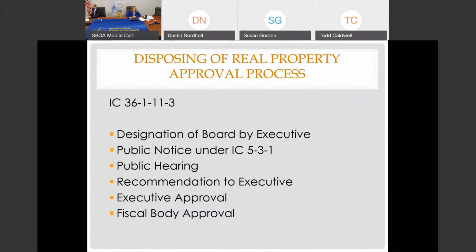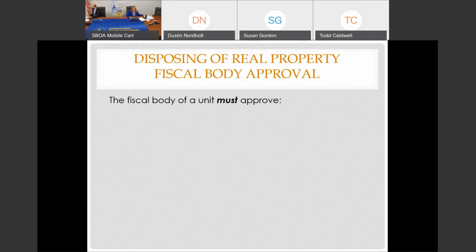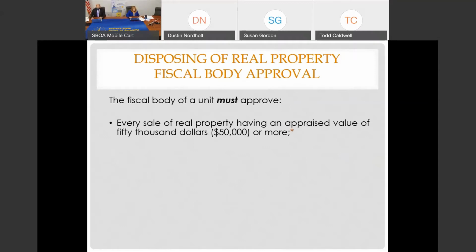recommendation. Then the executive can approve that, and then there are certain cases also where the fiscal body will need to approve that. The fiscal body of a unit must approve every sale of real property having an appraised value of $50,000 or more. The fiscal body can adopt an ordinance to increase that threshold to an amount greater than $50,000. So if they do that, you'll want to make sure that that ordinance is handy or copied for your audit file in relationship to a sale.